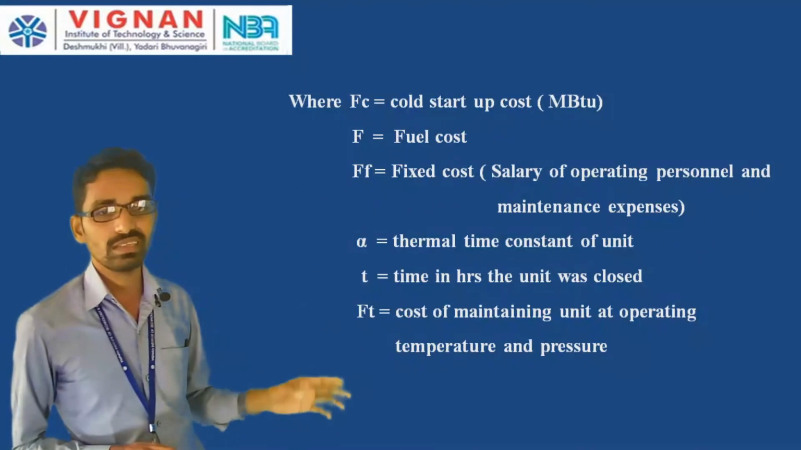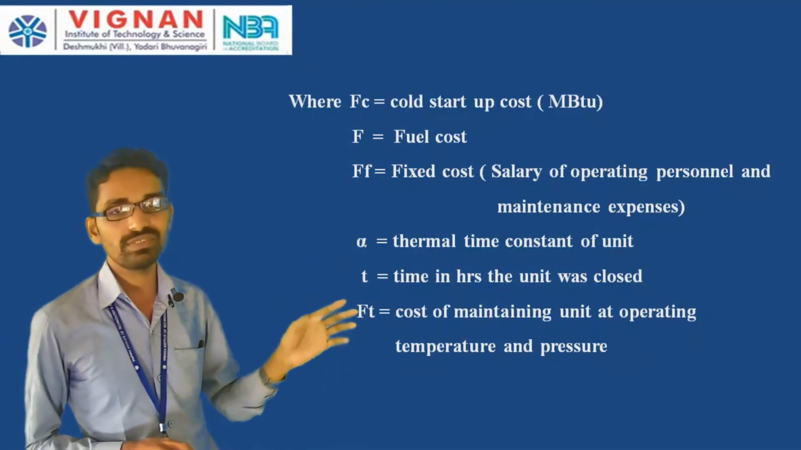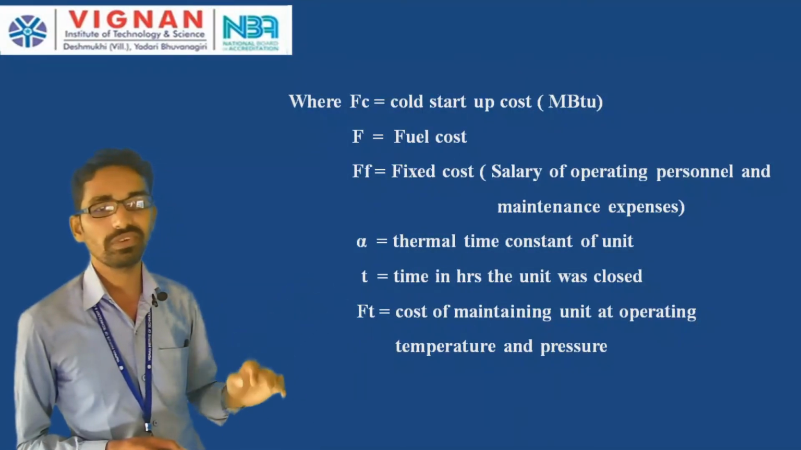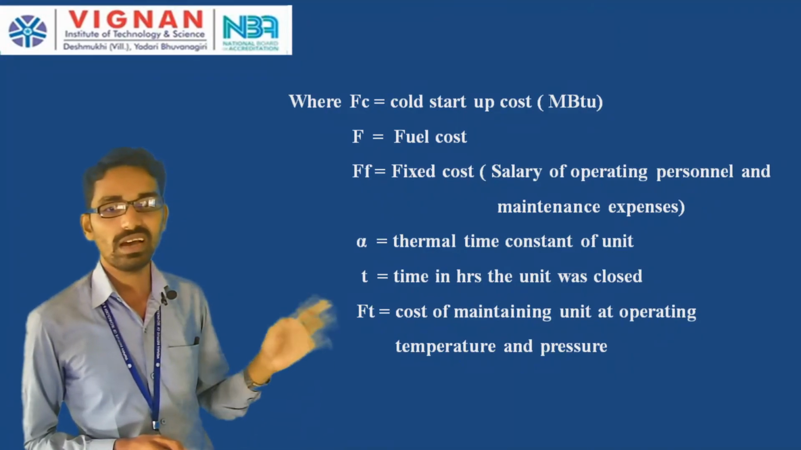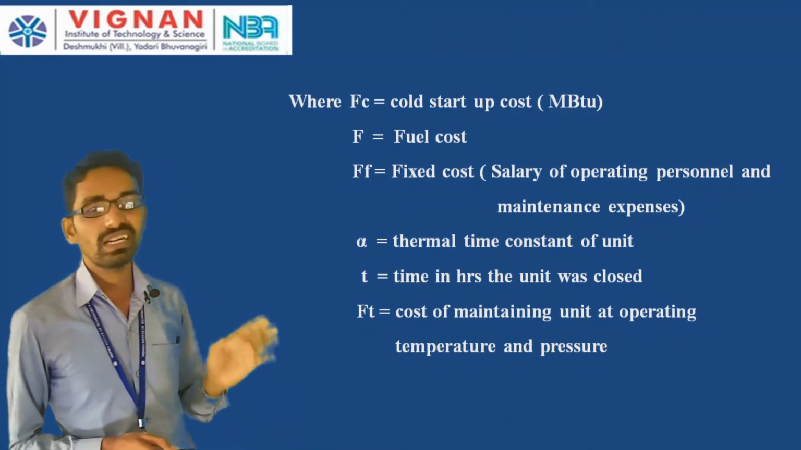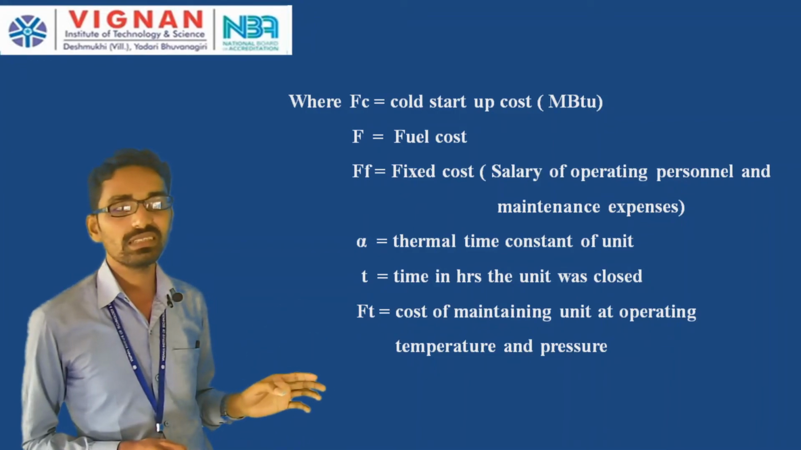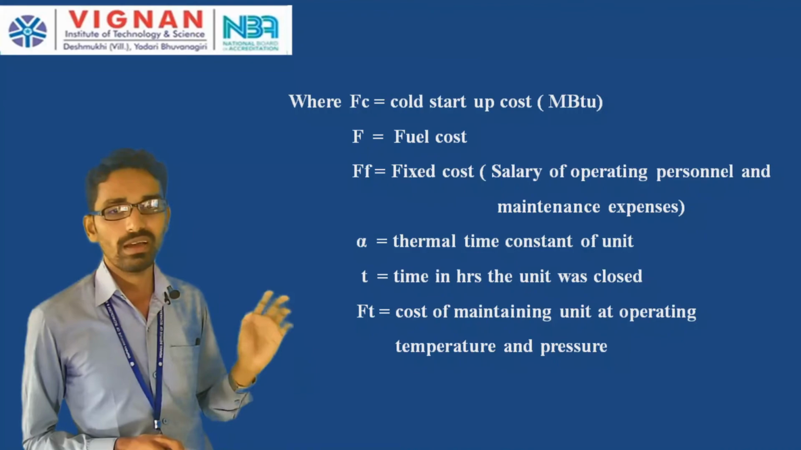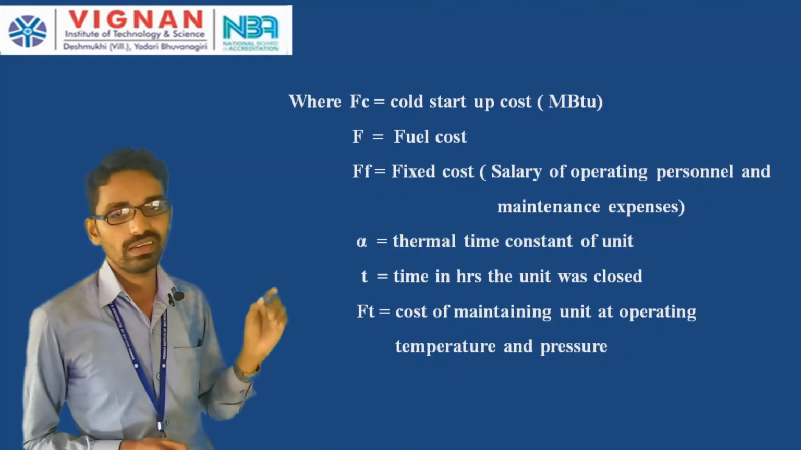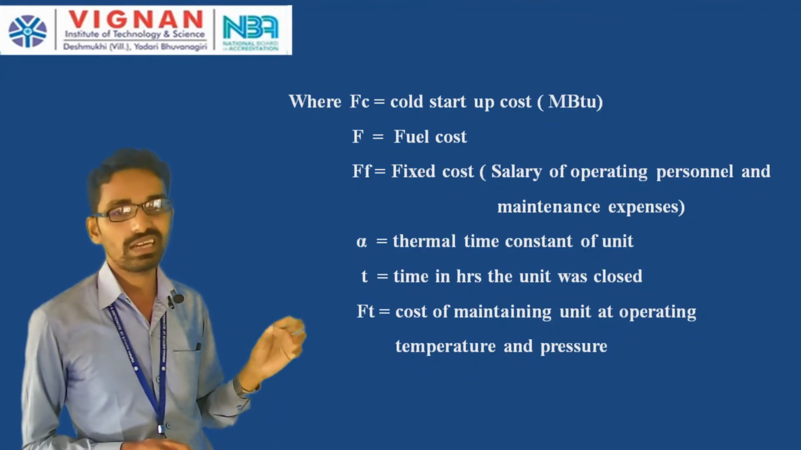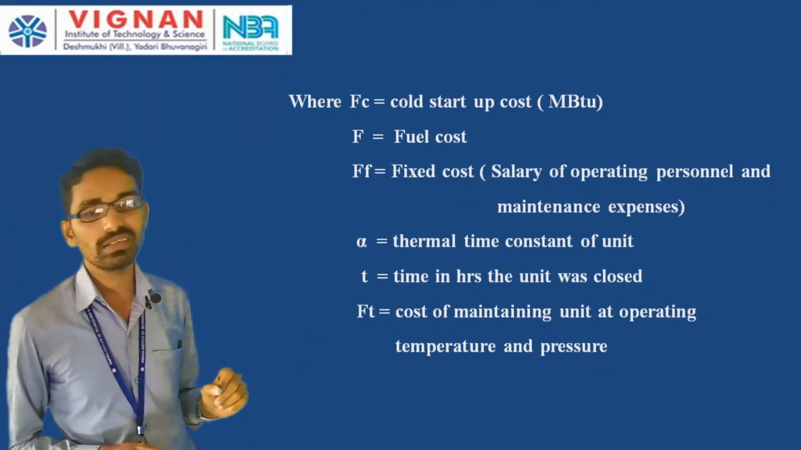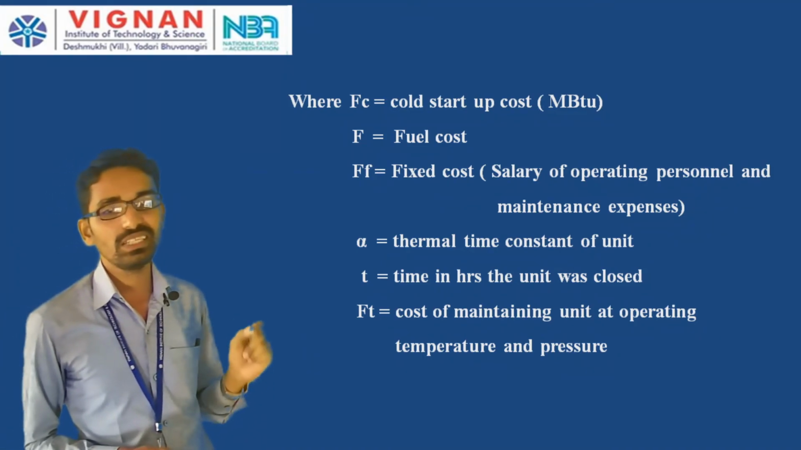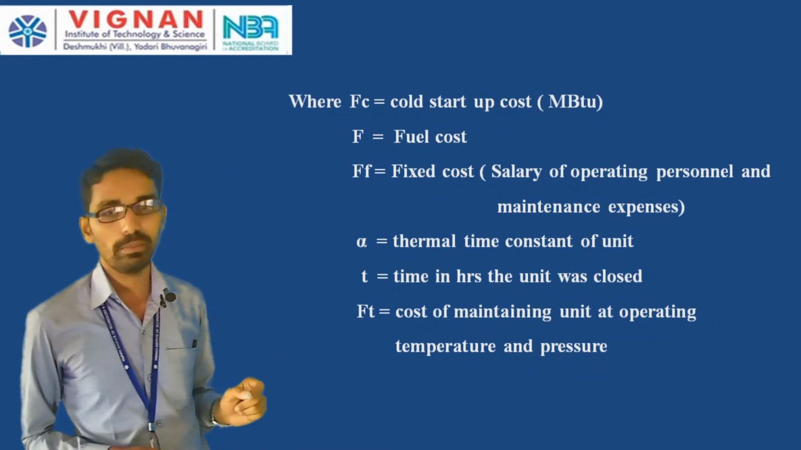So, what are these terms? Fc is the cold startup cost, F is the fuel cost, Ff is the fixed cost, alpha is the thermal time constant of the unit, and T is the time in hours that the unit was closed, that is, how long it stays shut down. Ft is the cost of maintaining the unit at operating temperature and pressure.